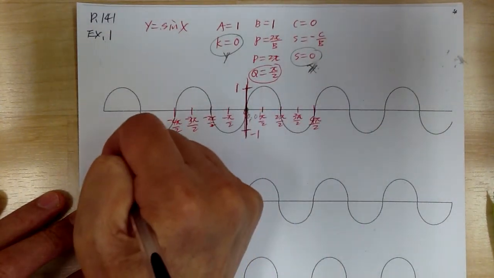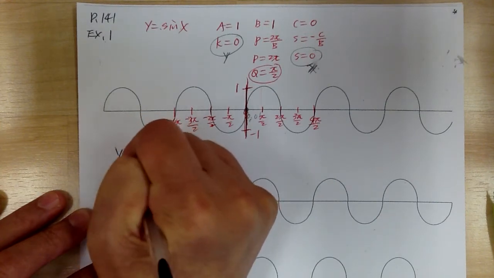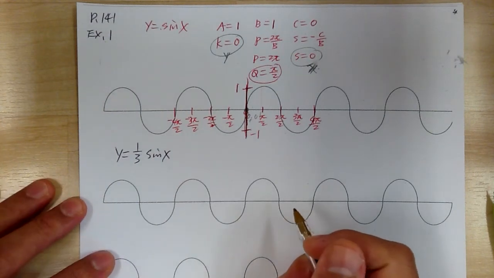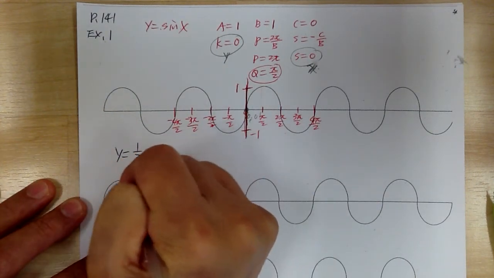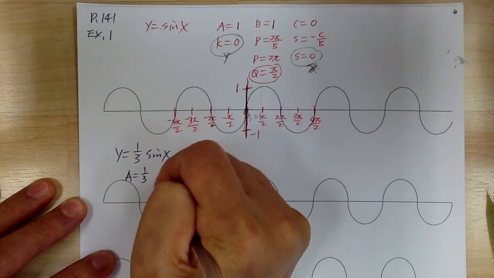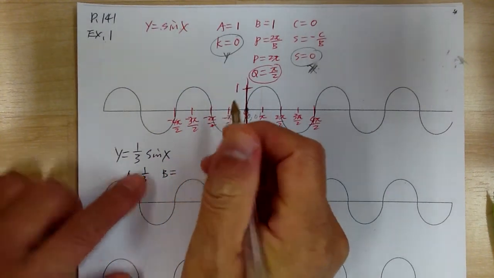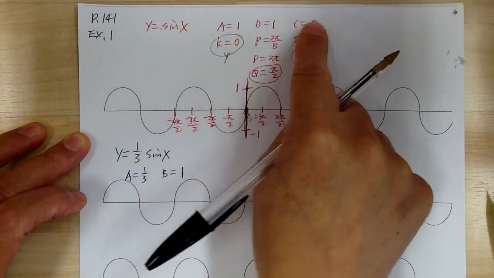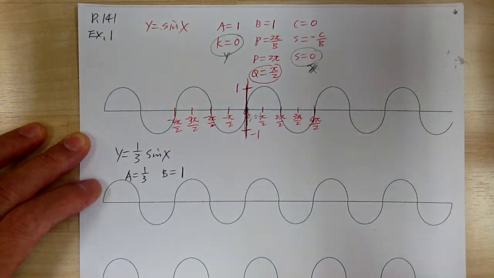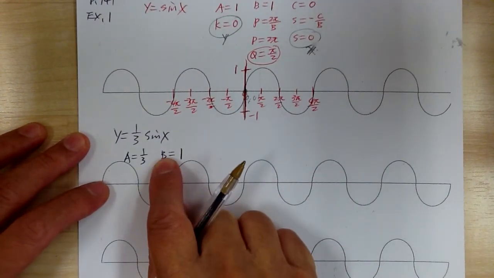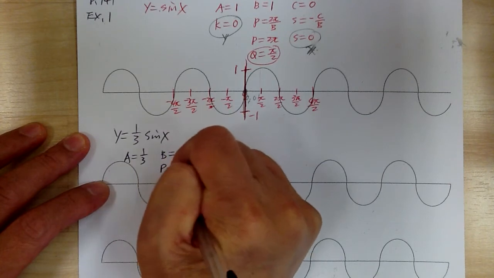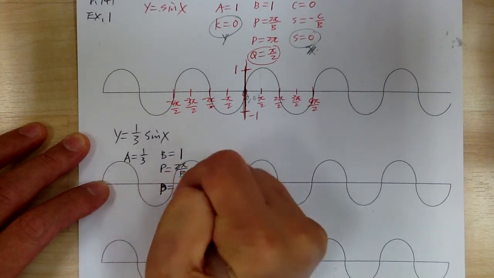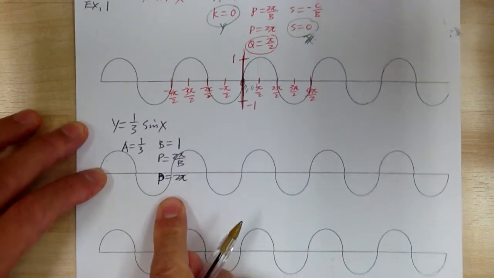So for the next one, they want you to graph y equal to 1/3 sine x. Okay. So over here, your a is equal to 1/3, and b equal to 1. So you don't have to worry about k and c because we're not doing that yet. So you can just ignore that for now. So below the b, you need to get p. So p equal to 2 pi over b, so p equal to 2 pi. So you can do all this over here.